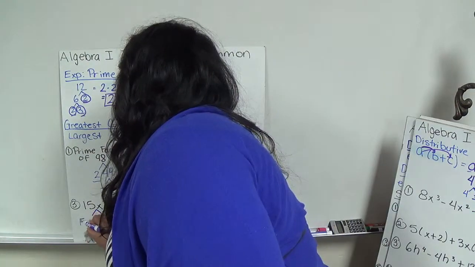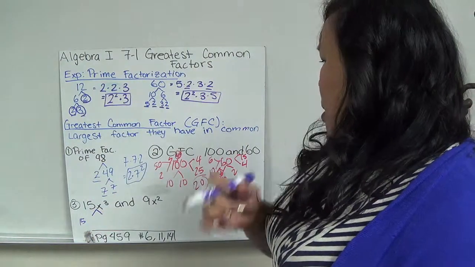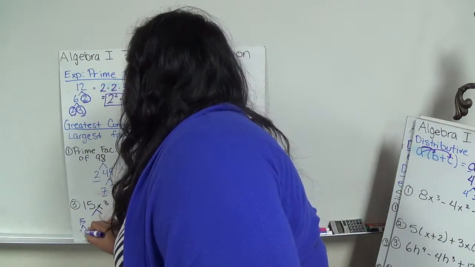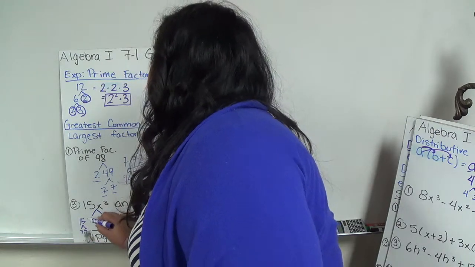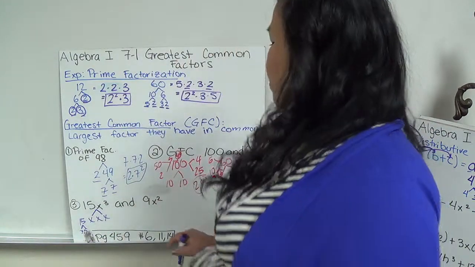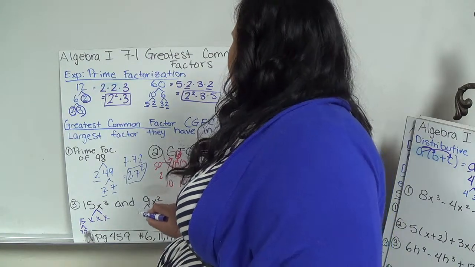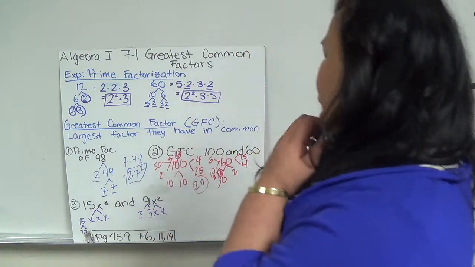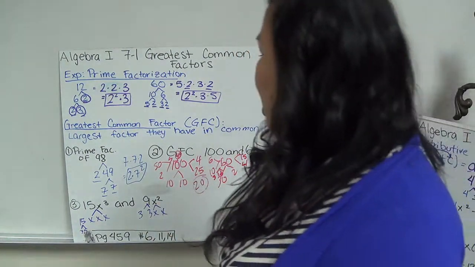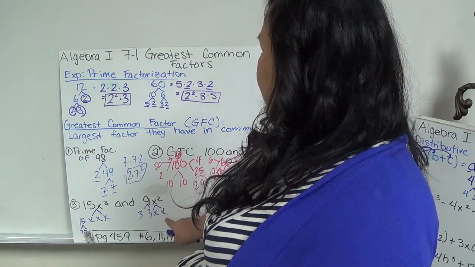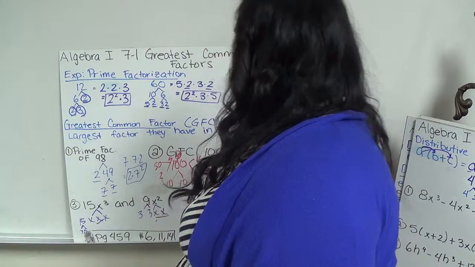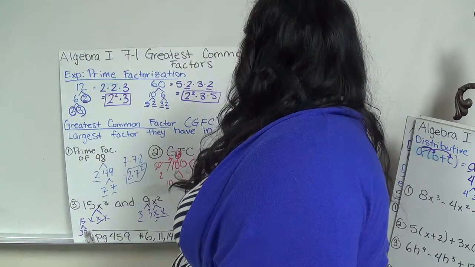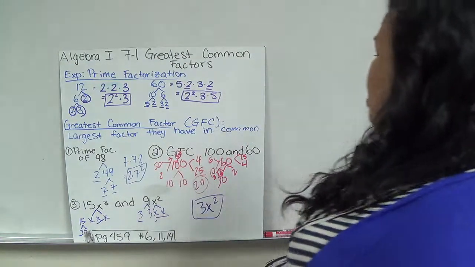So I have 15 times x cubed. 15 is 3 times 5, right? And then I have 3 x's. And this one, 9 is 3 times 3, and I have 2 x's. Okay? What do they have in common? Well, I know that they have at least 2 x's in common, so I can do x squared. They have one 3 in common, so I can do 3. So their greatest common factor is 3 times x squared.